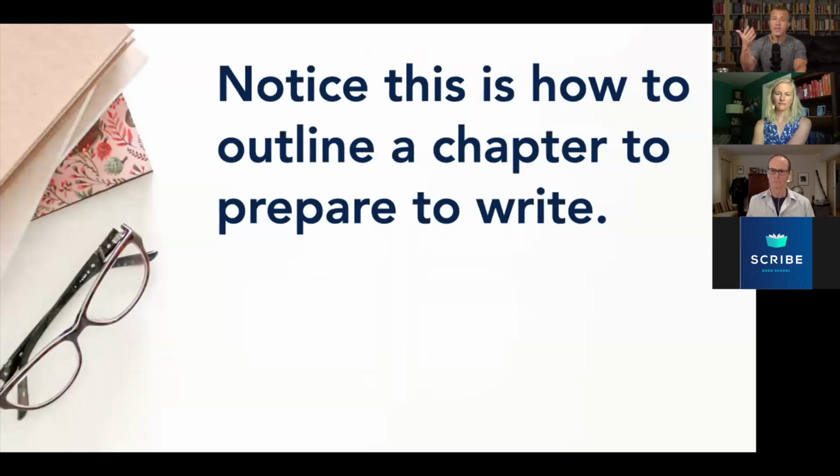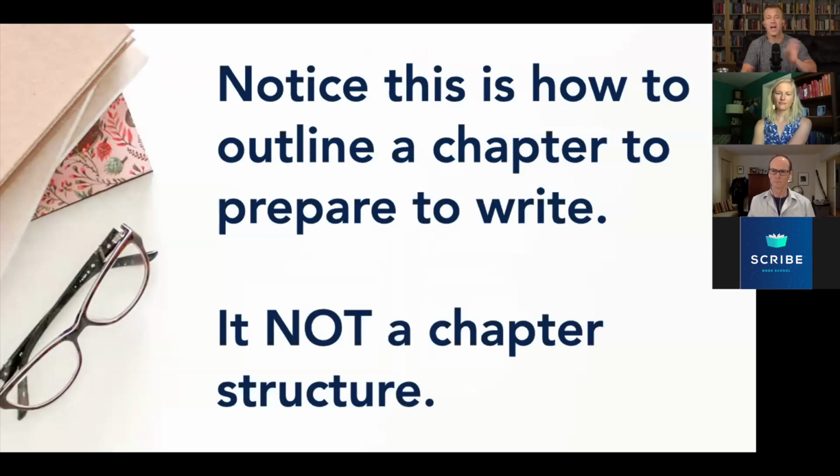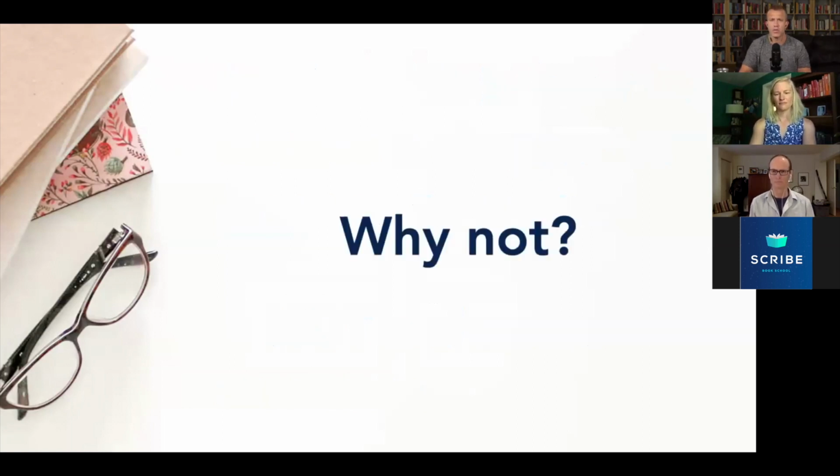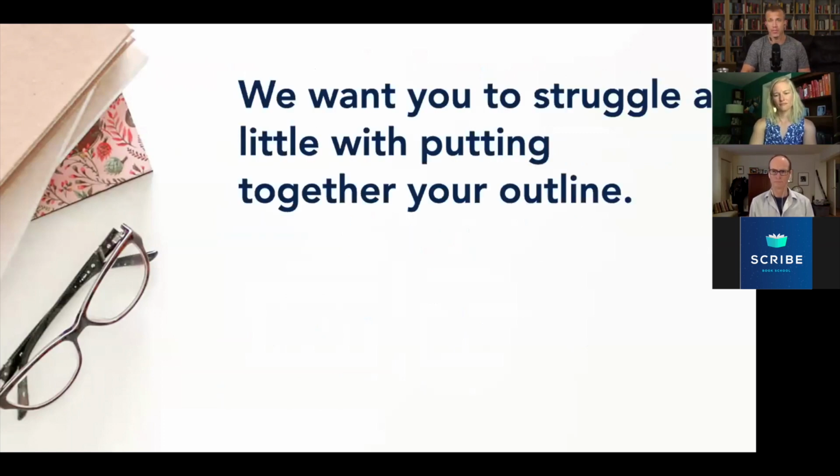Now, notice this is how to outline a chapter to prepare to write. This is not a chapter structure. You do not do stories and then information and content, and then stories, right? So why not? Why did we not put this in the structure that you would write it? Well, first off, you really can't. I don't want to say you can't. It's very difficult ahead of time to outline your chapter in the structure you want to write. That requires, quite honestly, an immense amount of writing experience. And so there's not a generic template.